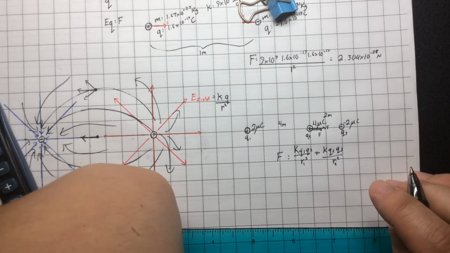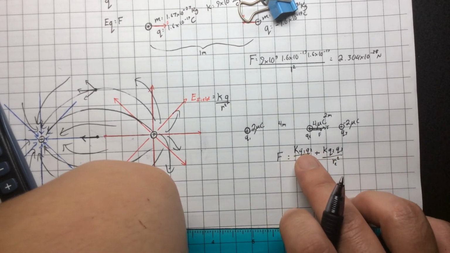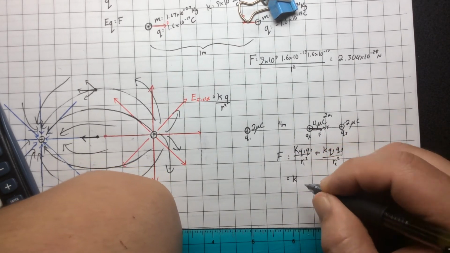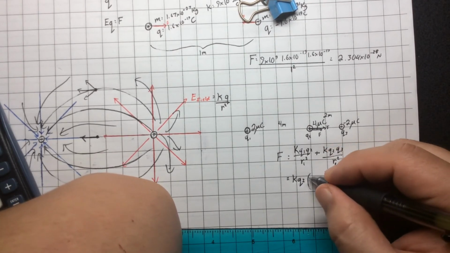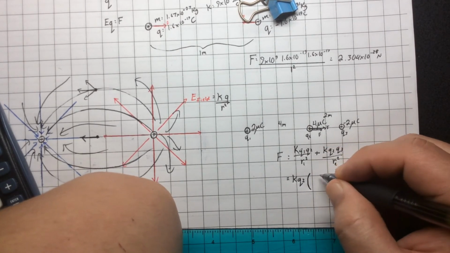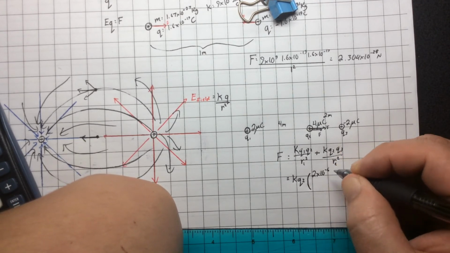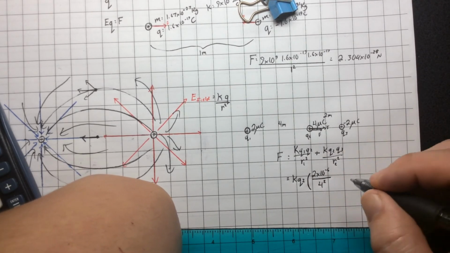So let's see, can we extract anything out here? We got a k on both things, we got a Q2 on both things, so I can take the k out, and Q2's out here, and we've left behind Q1. Q1 was 2 times 10 to the negative 6, r1 is going to be 4, and it's going to be squared.